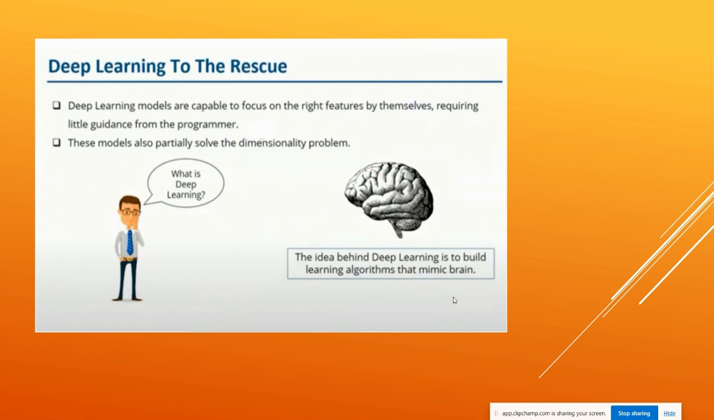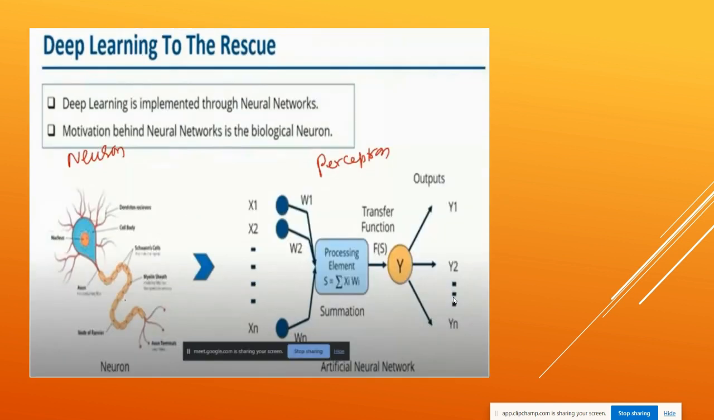Okay, so deep learning or AI, what is it? The idea behind deep learning is to build learning algorithms that mimic the brain. So you can say that AI or deep learning is to mimic the functioning or working of the brain. It is made in such a natural way, that how brain works. I will clarify more if we go to next slide.